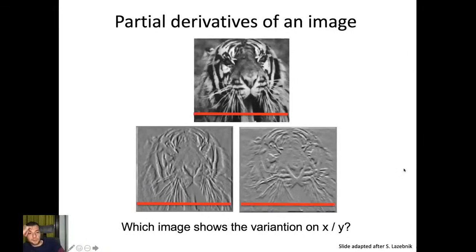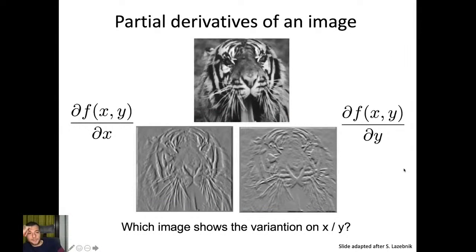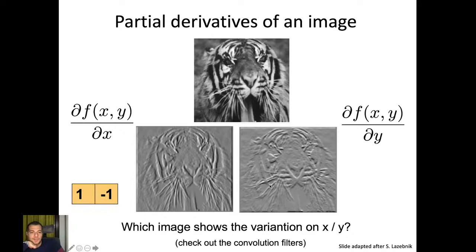First is x, second is y, so the answer is correct. So when you compute the derivative with respect to the vertical axis, you emphasize the changes along this axis. So this gives you vertical patterns, and when you apply the filter along the vertical axis, you emphasize patterns or changes across this axis.